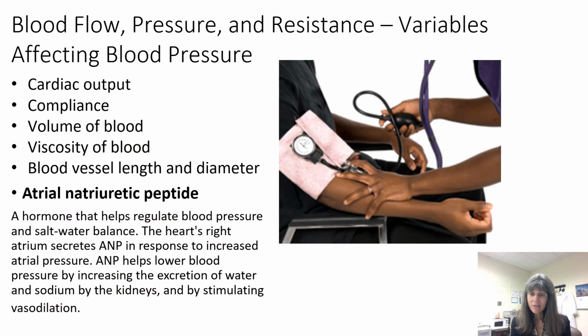Different variables that can affect blood pressure readings include things like cardiac output, compliance of blood vessels, the volume of blood, the viscosity or thickness of blood, as well as the length and diameter of blood vessels.